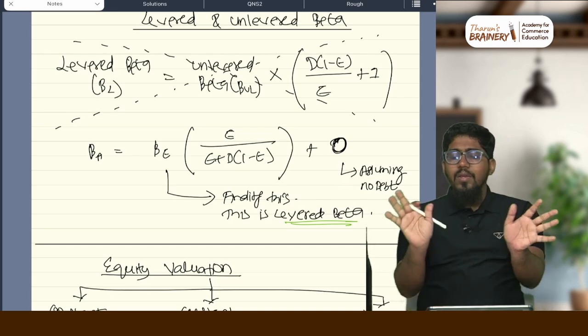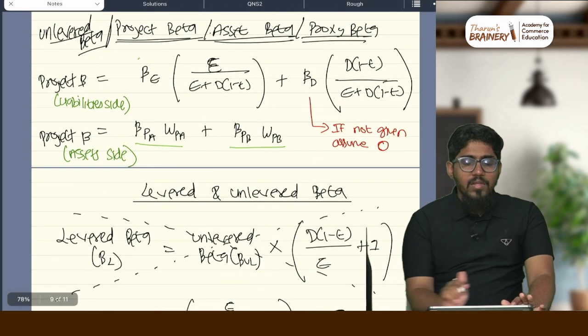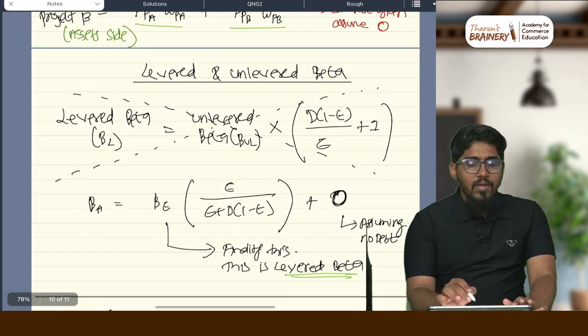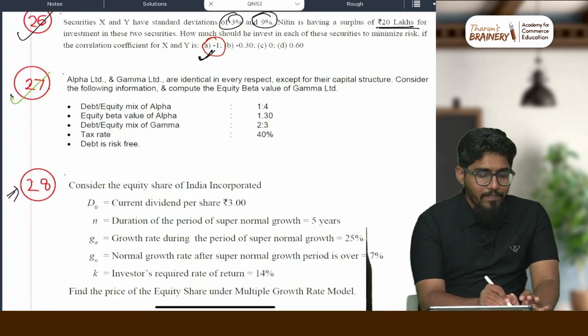Clarity? So you don't have to remember the formula and all, you just remember this part. If you remember this part, things become very simple. Levered beta and levered beta. Clarity? Let us see question number 27.